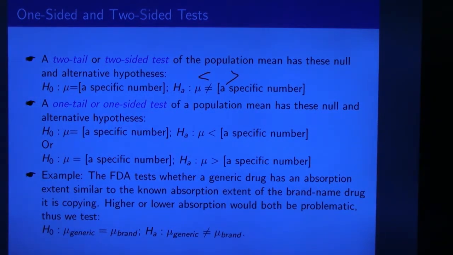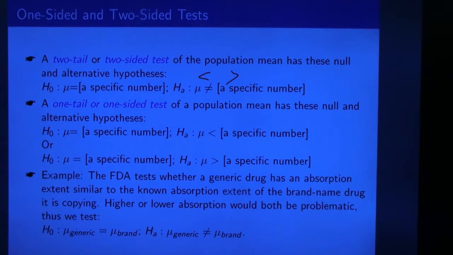An example is the FDA testing whether a generic drug has an absorption extent similar to the absorption extent of the brand name drug. It is copied. And we know higher or lower absorption rate would both be problematic.